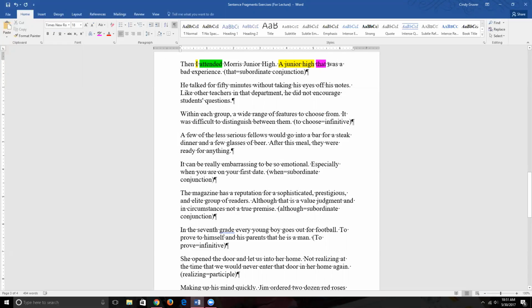So while we have a verb here, it does not make a sentence with our subject. So we're going to have to rewrite this. There are several different ways of doing this. As a general rule, there are 3 ways of fixing a sentence fragment. So we've identified this as a fragment.